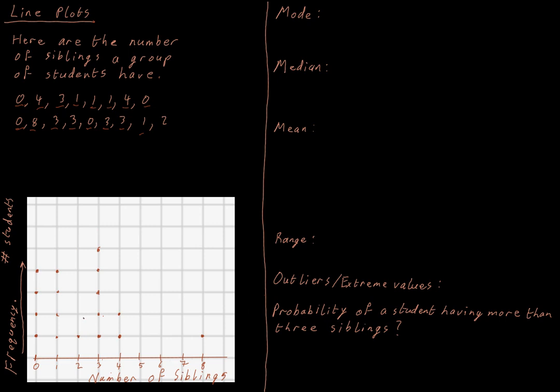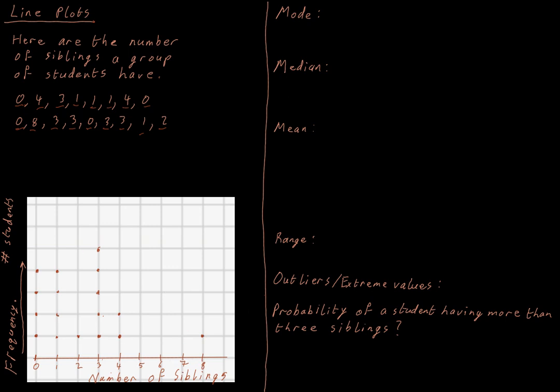All right. So now what we've done is we can now see that we have 4 dots above 0. So we have 4 only children. We have another 4 who have only 1 sibling. We have only 1 person who has 2 siblings. We have 5 students who have 3 siblings. We have 2 students who have 4 siblings. We have no one here, and then we have 1 dot for 1 student who has 8 siblings.